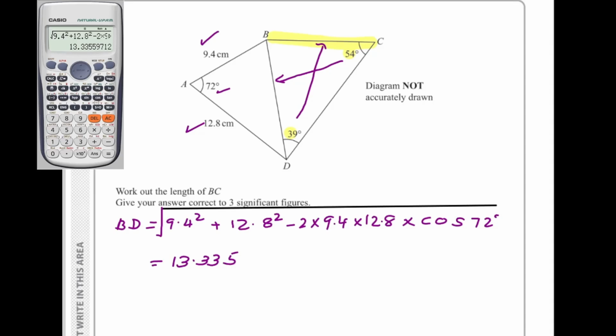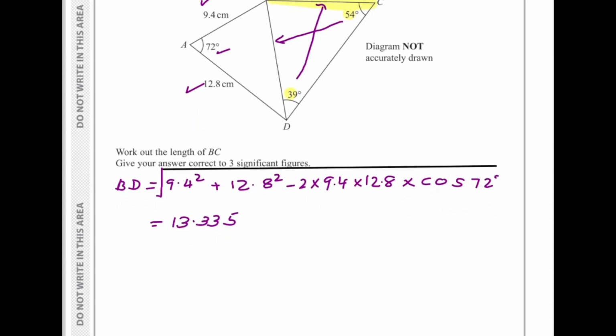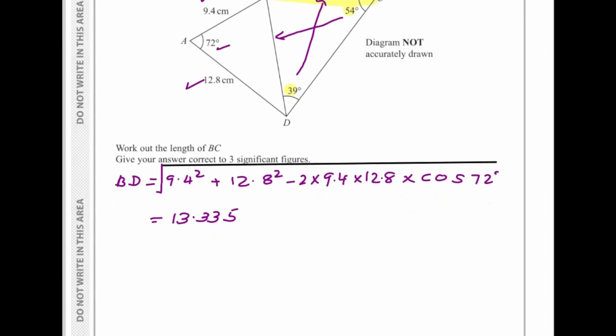Now we are done with BD. Since we have BD, straight away we can use the sine rule to get what BC is. Let's apply the sine rule. So I'm starting off with BC. Then BC over sine 39 equals BD over sine 54.